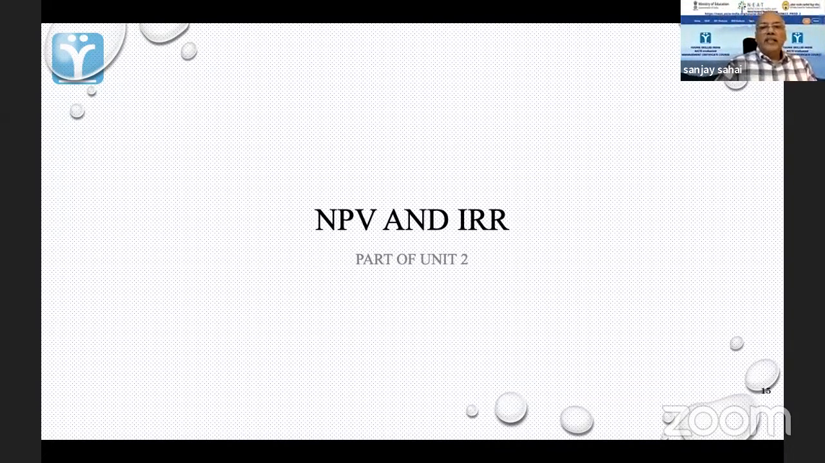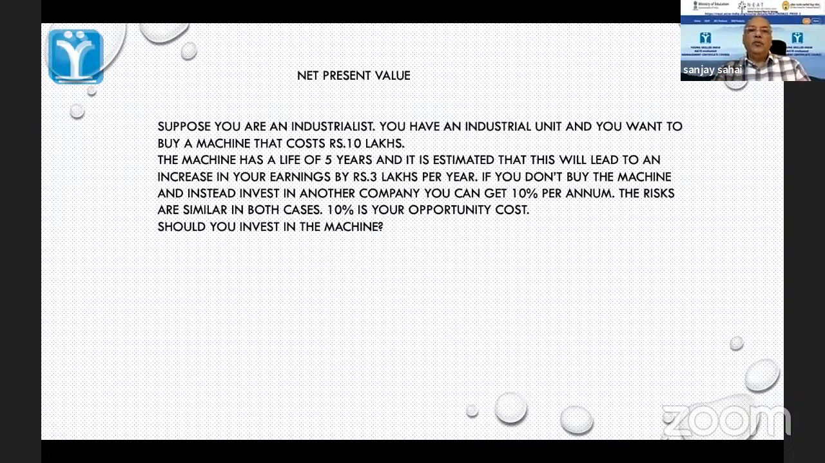We'll now get to the second part of this unit, where we speak about net present value and internal rate of return. So coming to net present value, we've discussed the basic concept of net present value in our earlier unit. And there we basically said that in investment decisions, where you have to project the amount you will earn over the life of your investment.